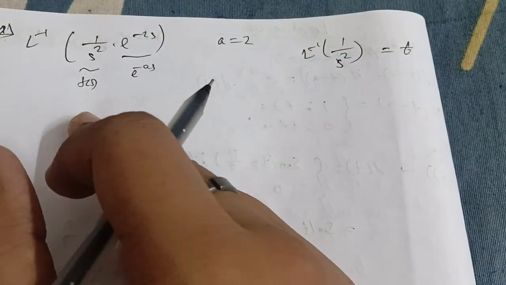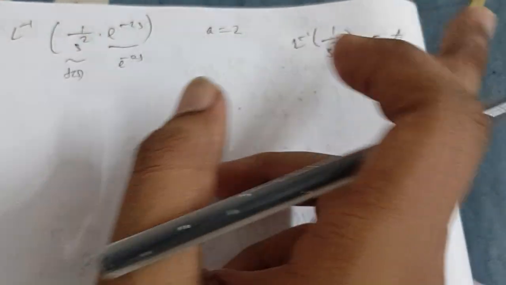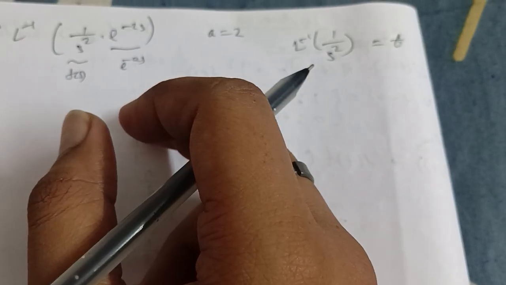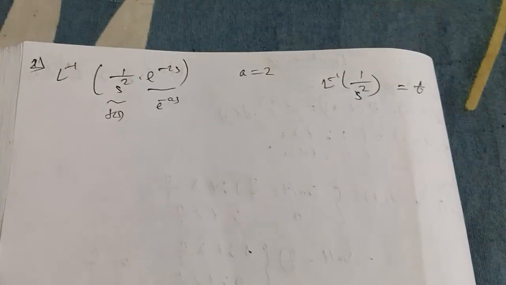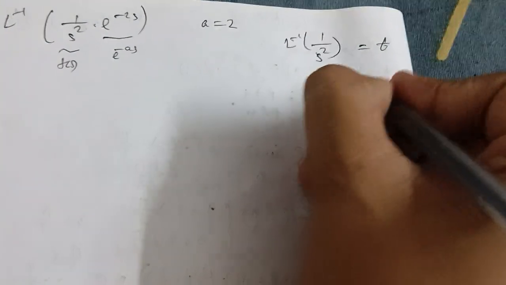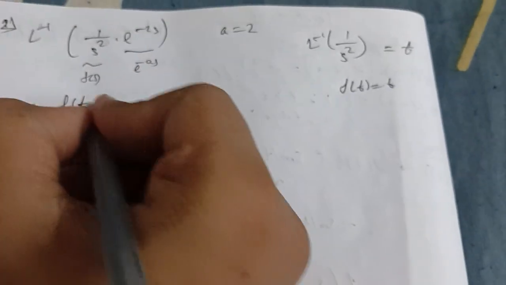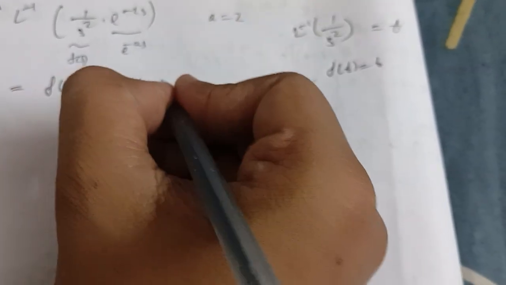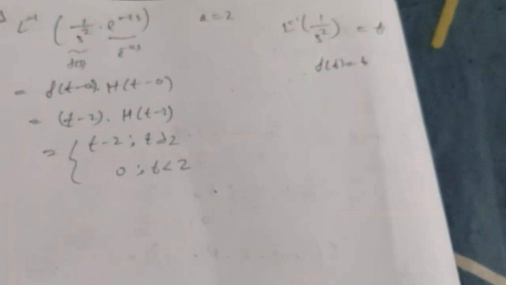So F(s) is 1 by s square, and the Laplace inverse of this is t. So our f(t) is equal to t. So it will be f(t minus a) h(t minus a). Here a is 2 and f(t) is equal to t. So it is t minus 2 times h(t minus 2). So it will look like t minus 2 when t is greater than 2, and 0 when t is less than 2. It's a pretty easy one.